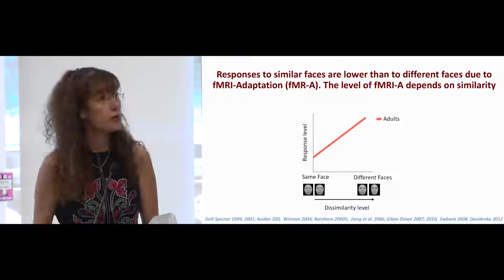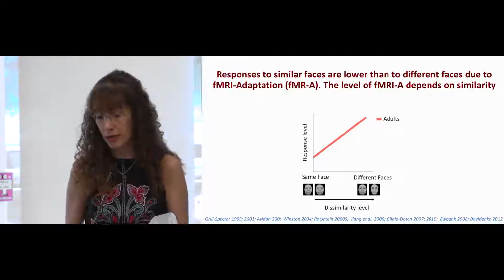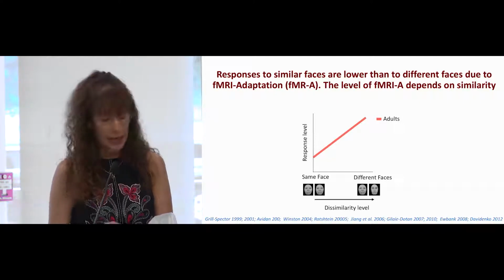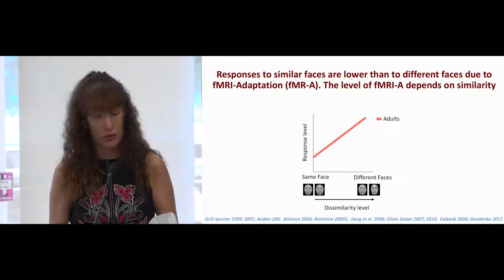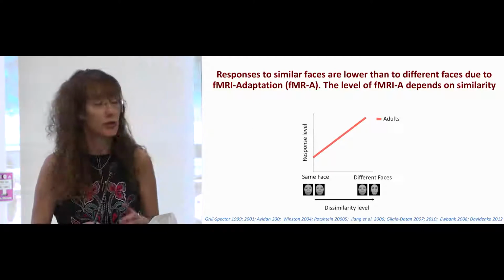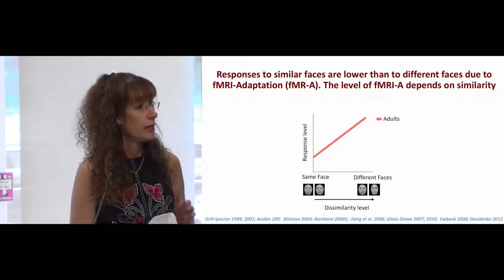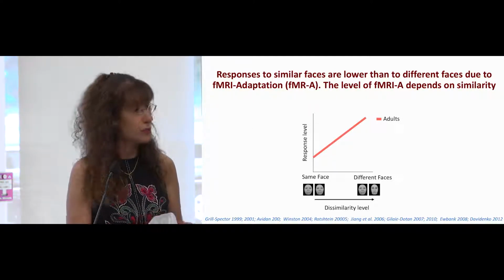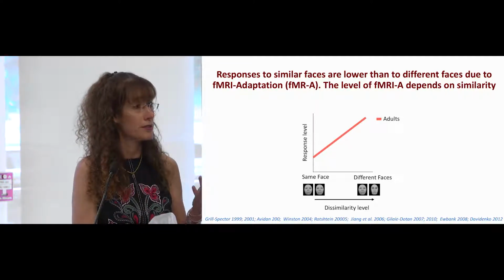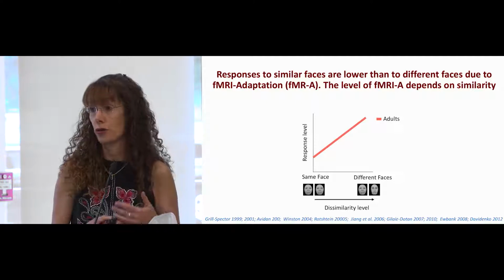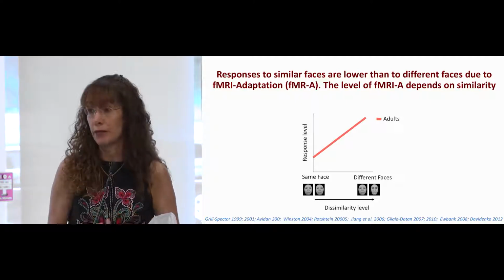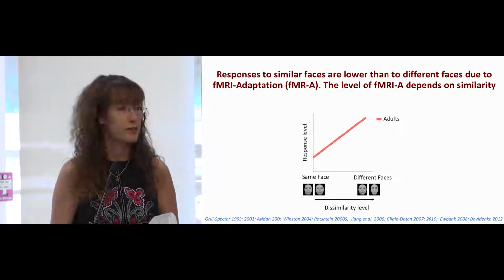So how are we going to measure neural sensitivity to face identity? What we're going to do is leverage this idea of fMRI adaptation and use that to measure neural sensitivity to faces. A large body of research has shown that when you show the same face, you get reduced responses in face-selective regions as compared to showing different faces. And this is because of neural adaptation to repetition of the same face.